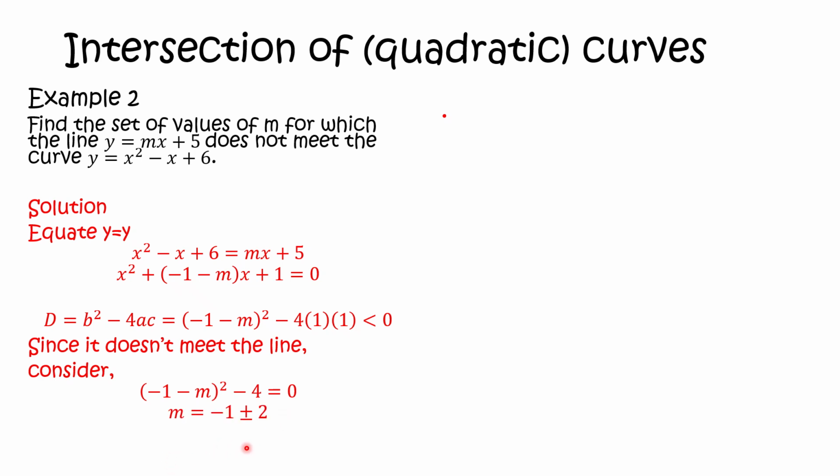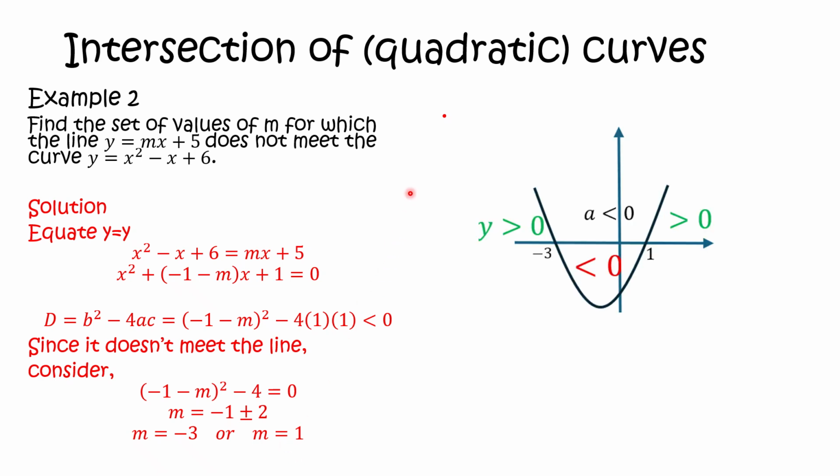Recall from our quadratic inequalities videos, and I encourage you to check it out if you haven't, so that you don't miss out on some crucial steps here. So we equate this to 0 because we're going to deal with the inequality later on. So solving for m, we are going to get m is equal to minus 1 plus or minus 2, implying that m would be either minus 3 or positive 1.